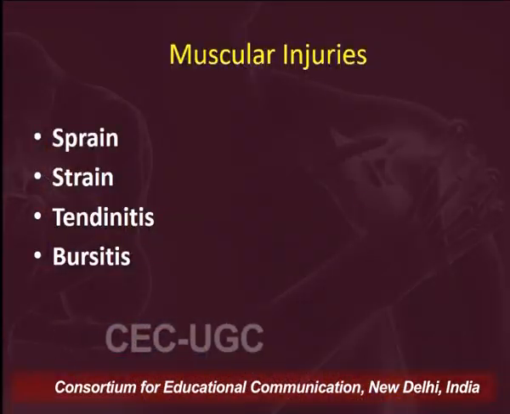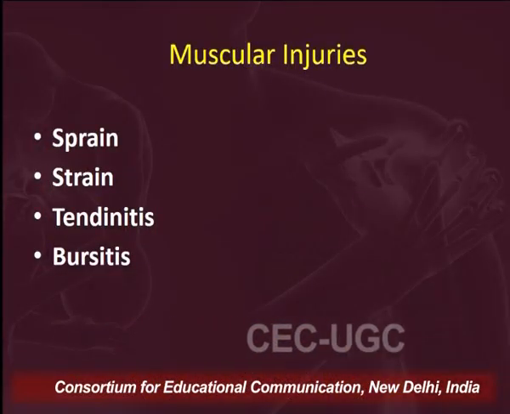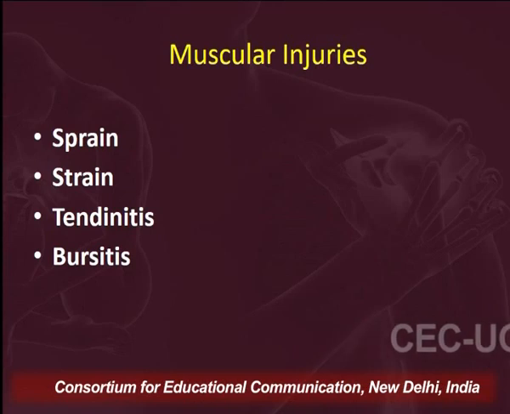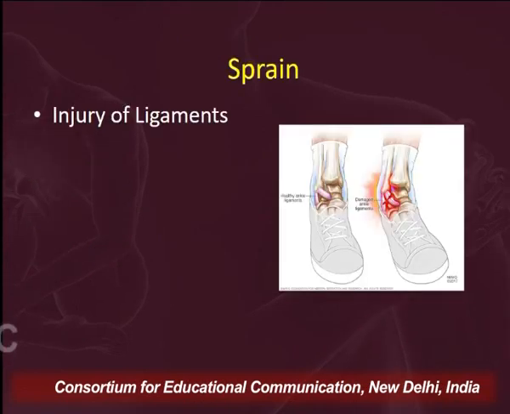The next category is the muscular category. In this, we'll discuss sprain, strain, tendinitis, and bursitis. So, let's start with sprain. Sprain is basically an injury of ligaments. Whenever our ankle or any joint twists and a ligament tears, we call it a sprain.